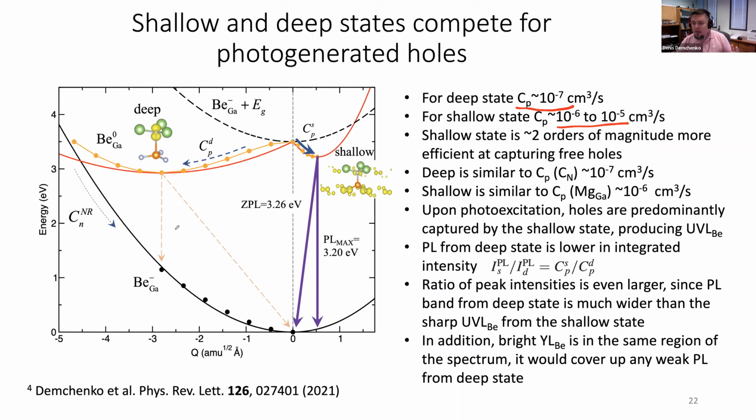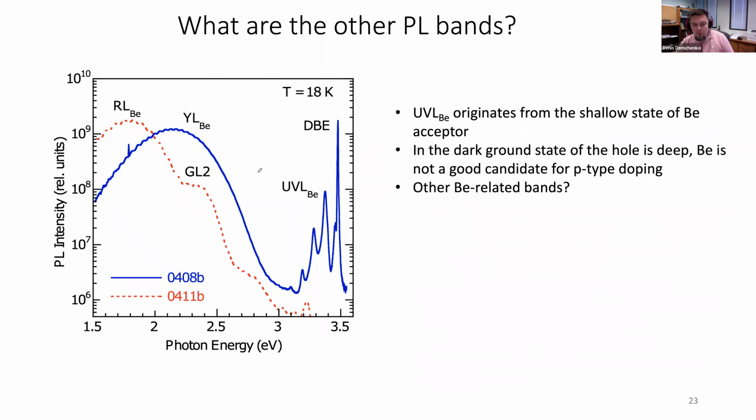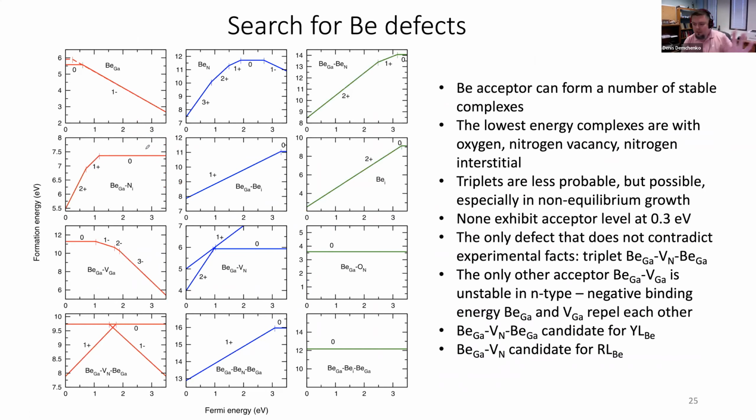It's dark. And in fact, it's probably buried by other bands created by other defects or the background. And that's the reason why you see this UVL by the shallow defect, but you do not see the band created by the polaronic band. Other bands, we calculated a whole bunch of defects here trying to find them.